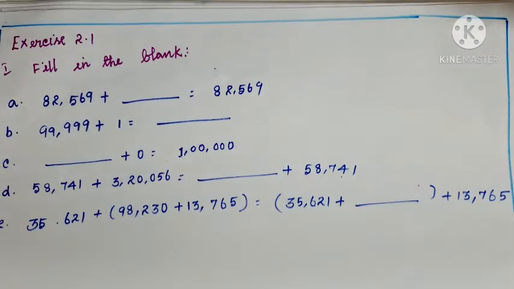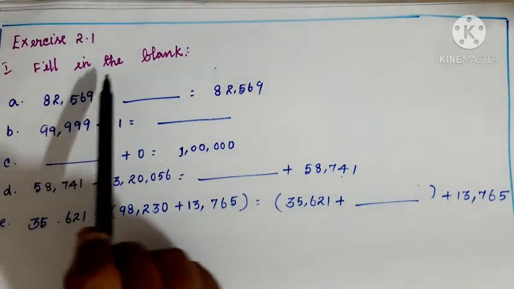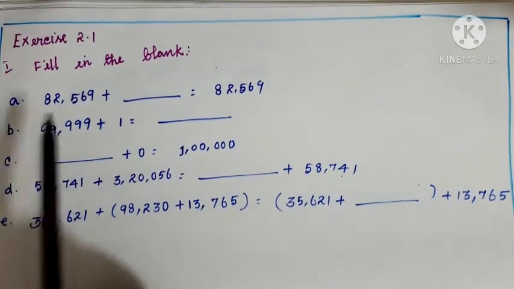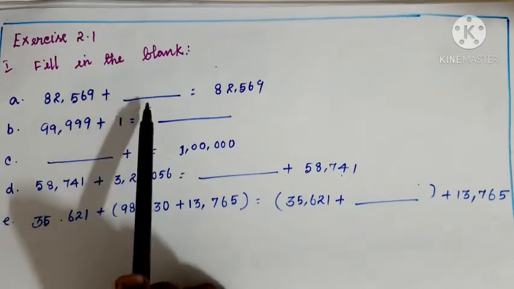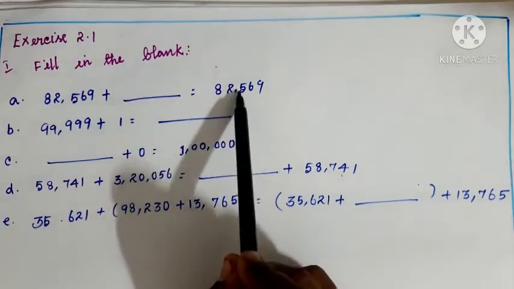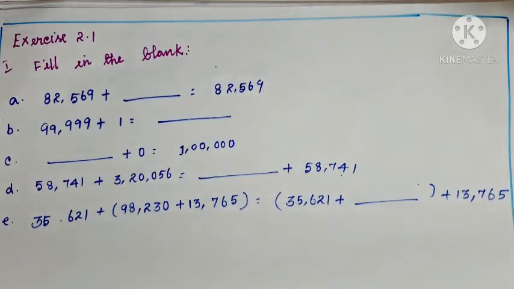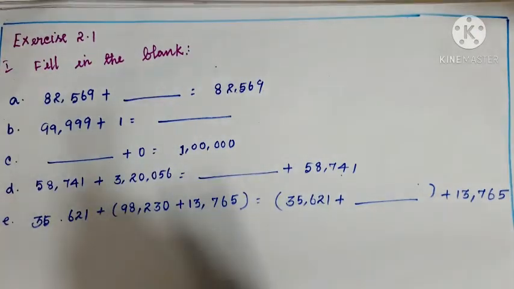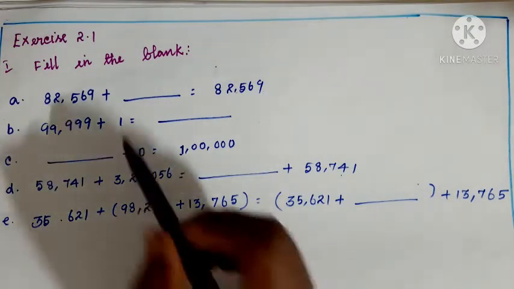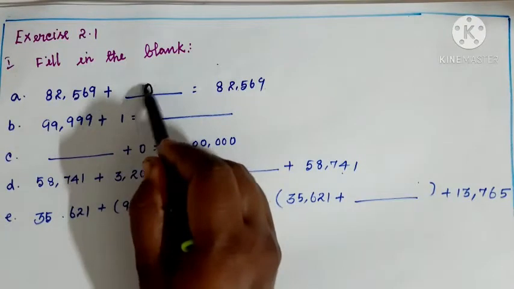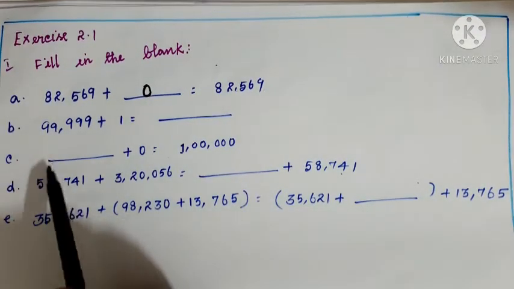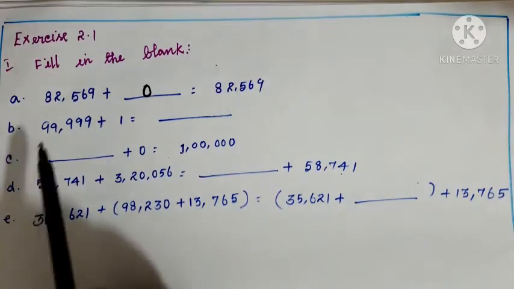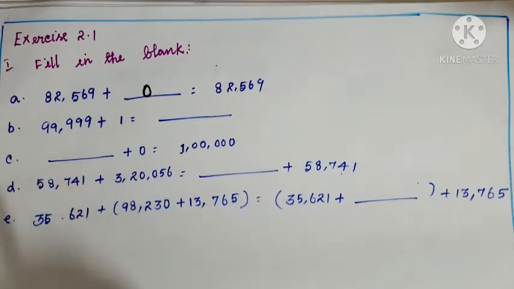Okay. Fine. So here, first division, fill in the blank. A sum, 82,569 plus blank is equal to 82,569. So what do we have to fill here? You want the same number, so what can you add? If you add 0, you'll get the same number. Yes, first property. Next, when you add 1 to a number, what do you get? You get the successor, isn't it?